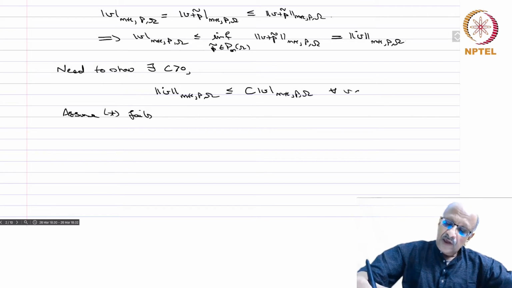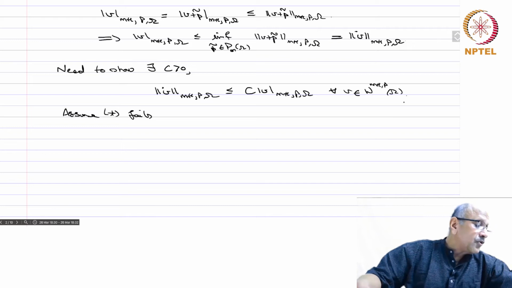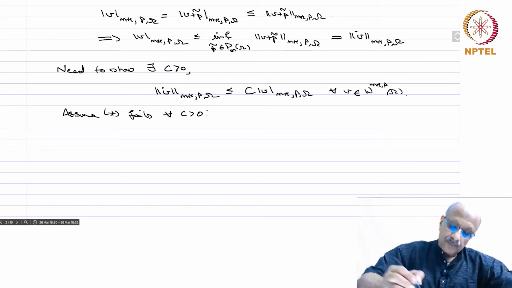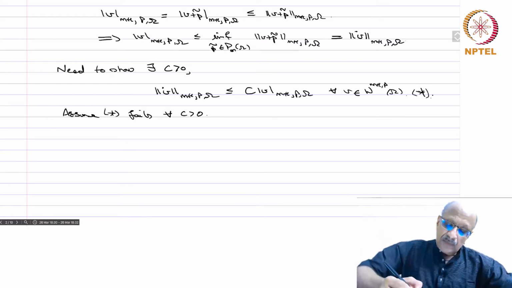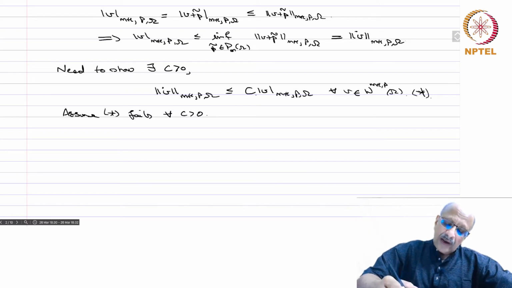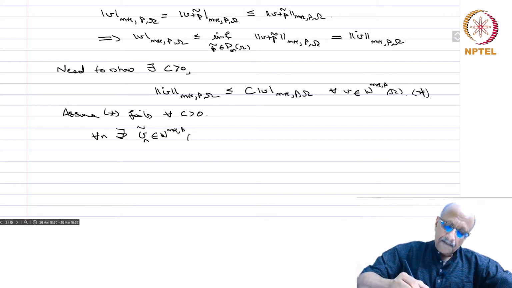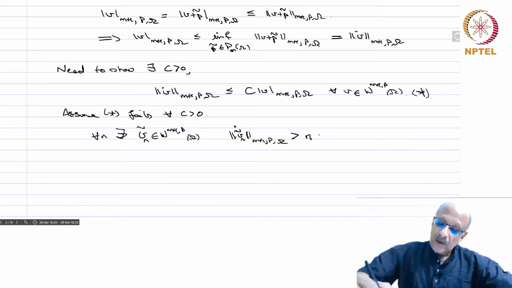So this is true for every v in W^{m+1,p}(Ω). Okay, this is what we want to show. So assume that this fails for every C positive. So this is star. So what does it mean? That means even if I take however large a C I take, there will always be one for which the inequality will fail. So I take C equals n for every n, and therefore for every n there exists ṽ_n in W^{m+1,p}(Ω) such that the norm ‖v̇_n‖_{m+1,p,Ω} is greater than n times |ṽ_n|_{m+1,p,Ω}.